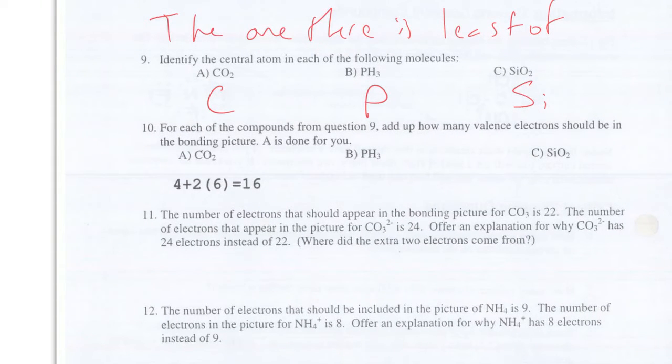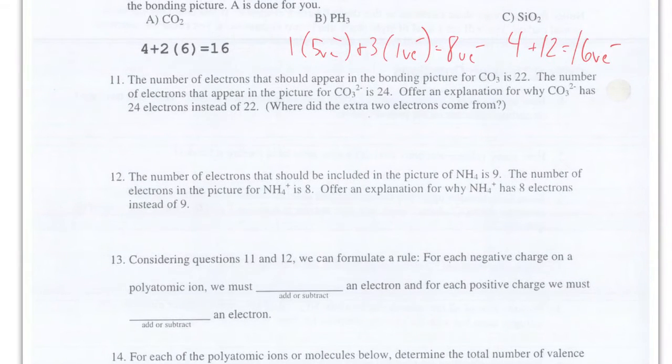How many electrons are in here? Well, we've got 1 times P, which is 5 valence electrons, plus 3 times 1 valence electron. We got a total of 8 valence electrons. Si is 4, plus 2 times 6 is 12, so 16 valence electrons. And then it says CO3 is 22, but we've got CO3 2 minus as 24 instead.